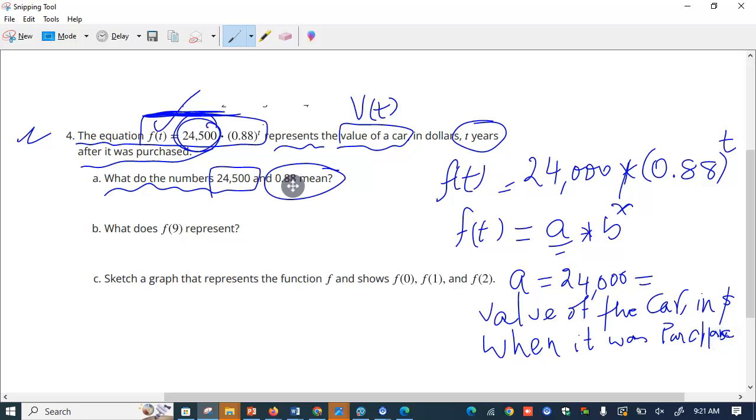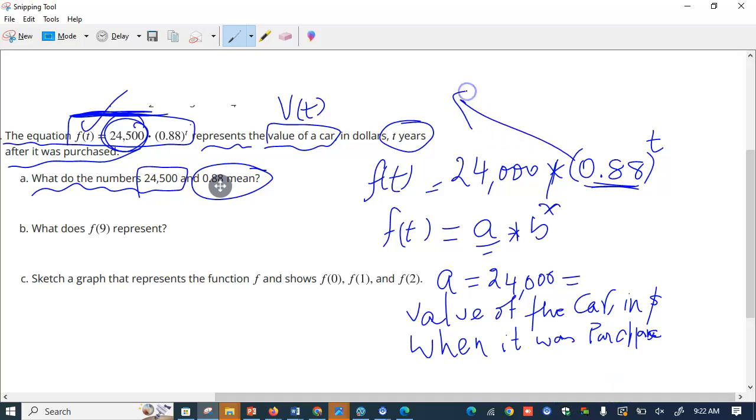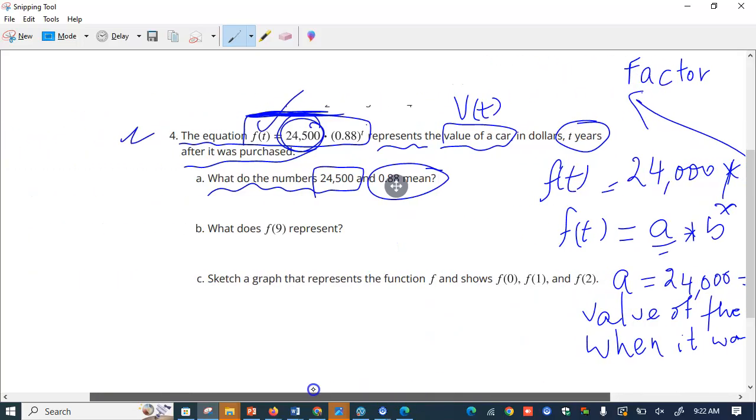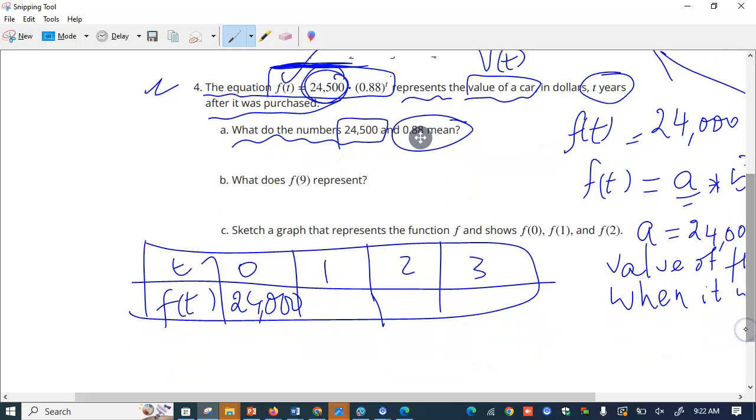Okay. Now, what does this number represent? 0.88 is a factor. So this number represents a factor, the factor by which the value changes each year. So if I want to make a table, when you buy the car, t is 0 in the beginning and the cost was 24,000. So if this is t and this is f of t, each year the value of the car depreciates. That means each time you're multiplying by a factor, and the factor that you're multiplying by is 0.88.